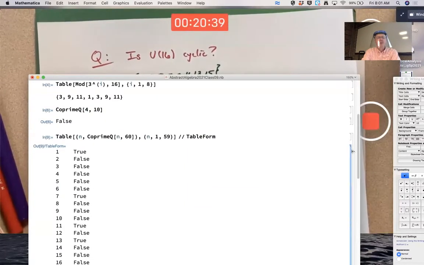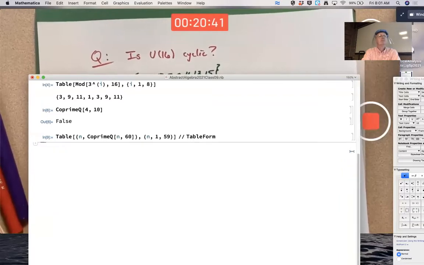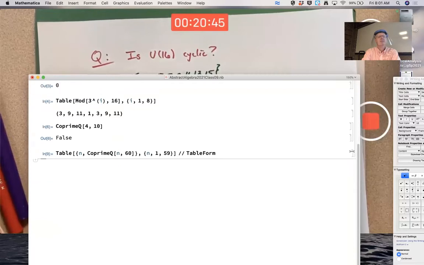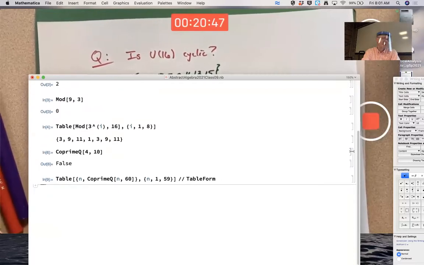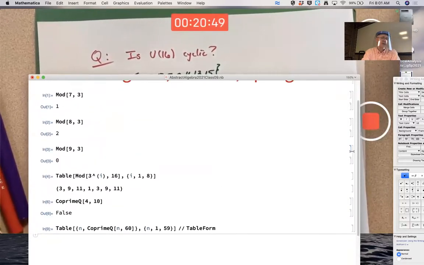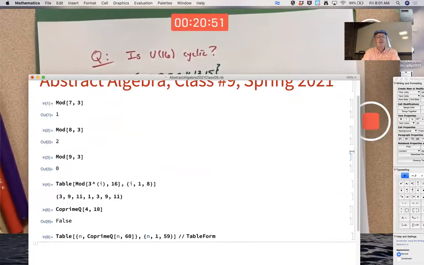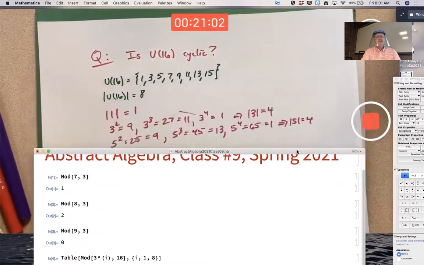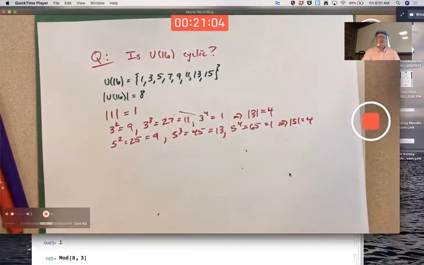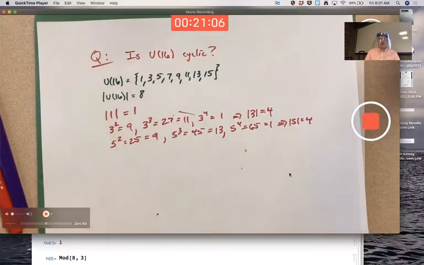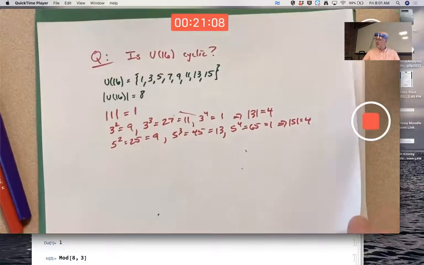And I bet I could probably write a little program that would test for generators or something fairly quickly. But this is more basic stuff. So I would encourage you to experiment with this kind of stuff and use it. I will go ahead and save this and put it on Moodle for you, and you can play with it if you like. Okay, so U16 is not cyclic. There's your exploration for the day.